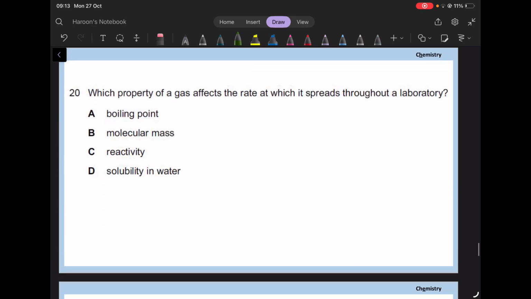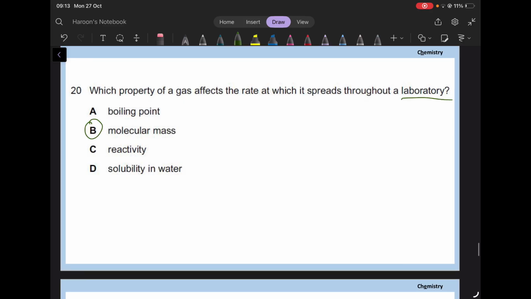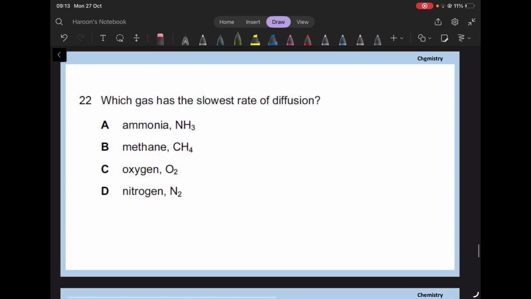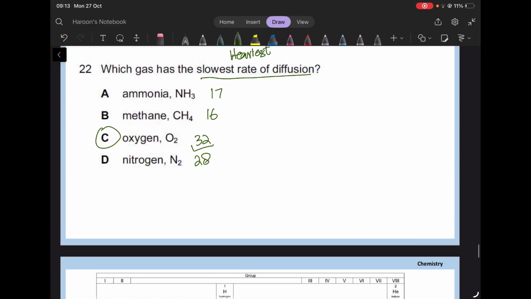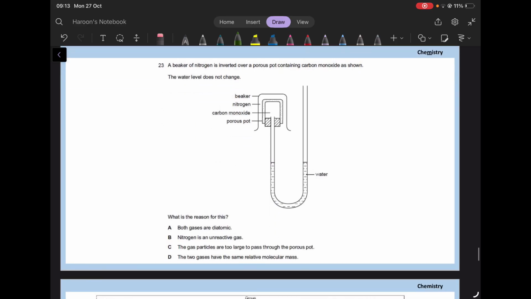Which property of gas affects the rate at which it spreads throughout a lab? Its mass, of course, molecular mass, as well as temperature, but for a gas it would be molecular mass because we assume that temperatures are constant. Which gas has the slowest rate of diffusion? So the heaviest gas is what we are looking for. The lesser the mass, the faster the rate of diffusion. So for ammonia it would be 17, this would be 16, this would be 32, this would be 28. So this is the heaviest, so C would be the answer. Oxygen would be the heaviest in this case, so slowest rate of diffusion.